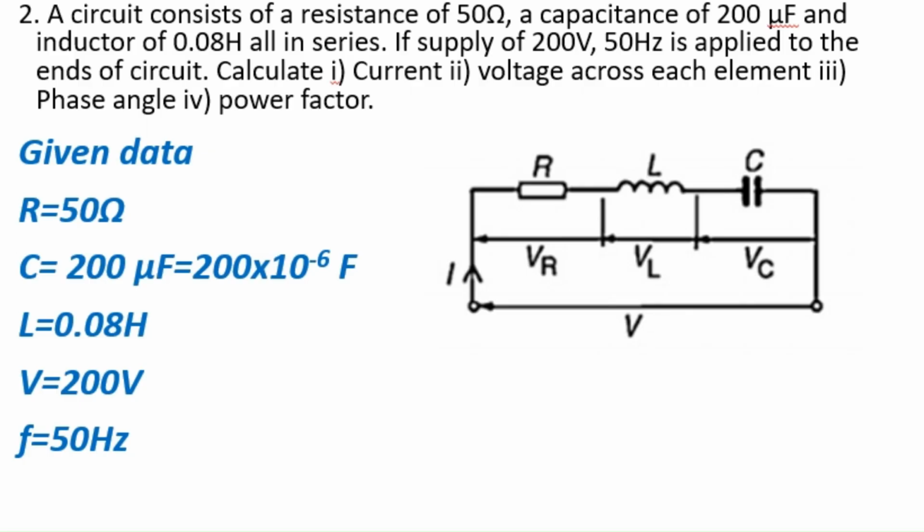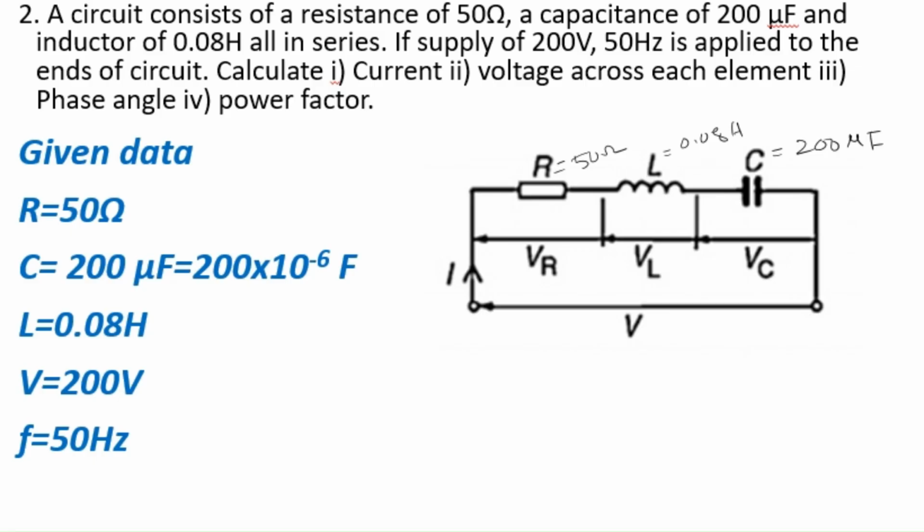A circuit consists of a resistance of 50 ohms, capacitance of 200 microfarads and inductor of 0.08 henries, all in series. If a supply of 200 volts, 50 Hz is applied to the ends of the circuit, calculate the current, voltage across each element, phase angle and power factor. Given R equals 50 ohms, L equals 0.08 henries and C equals 200 microfarads.